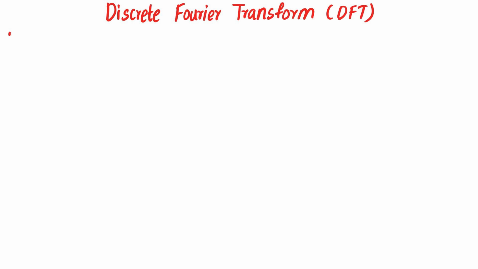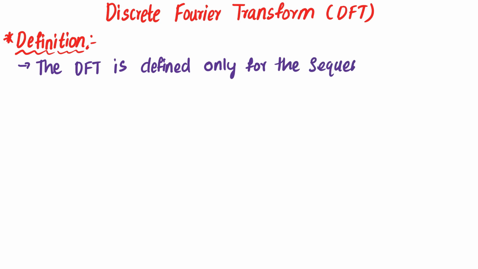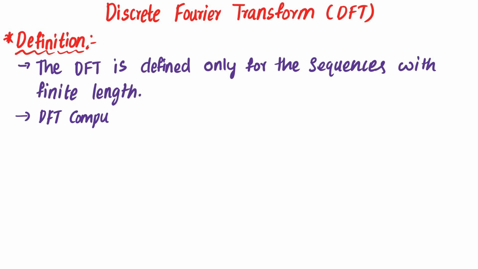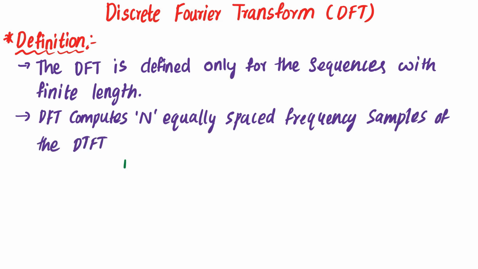First, we will see what a discrete Fourier transform is. Discrete Fourier transform is defined only for the sequences with finite length. That means it is applicable only for the finite duration sequences. Here, this DFT can also be obtained by sampling one period of this DTFT. DTFT is nothing but Discrete Time Fourier Transform. So we can define this DFT as equally spaced frequency samples of this DTFT.